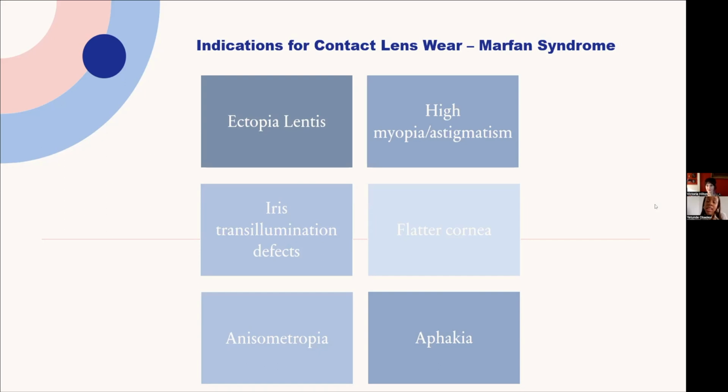Flatter corneas. The cornea is the clear window at the front of the eye. That can be flatter than in people without Marfan syndrome. Anisometropia, that is just a difference in prescription between the two eyes. And aphakia, that is when there is no natural lens at all, not even an intraocular lens, no lens in the eye because it's been taken out by surgical means.